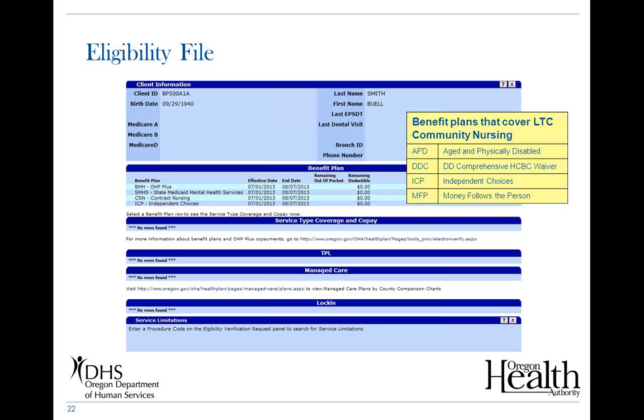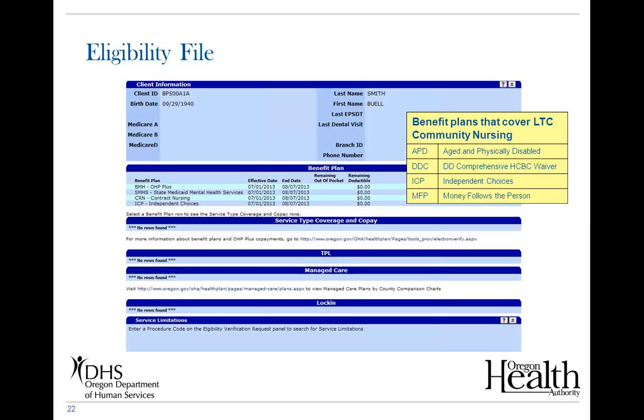A couple of other things you might see, and it shouldn't really determine how you bill or anything, but you might see third-party liability listed. That means the client has private insurance, and if that private insurance does cover the services, then you would bill them prior to billing Oregon Medicaid. Managed care section would show whether or not we have this person enrolled in a plan with Medicaid. Lock-in would show whether or not this person was locked into using a specific pharmacy. And then service limitations has to do with a specific procedure code, so that's something that you wouldn't use.